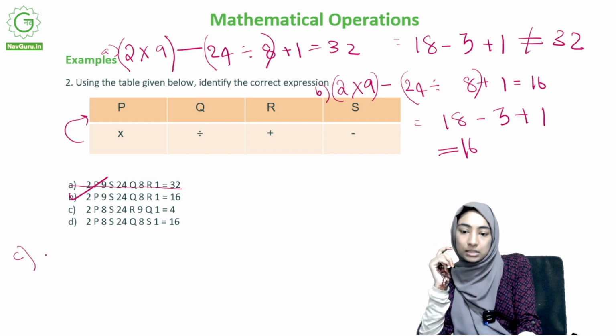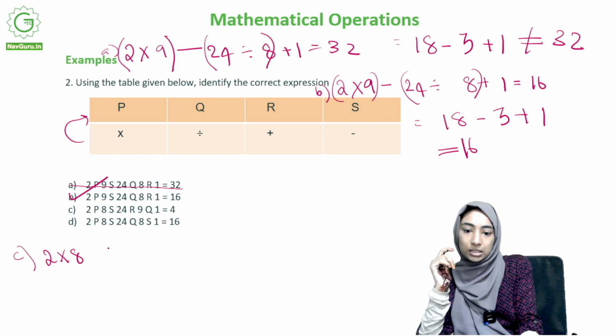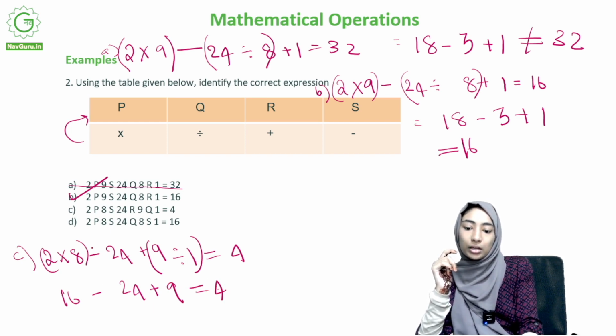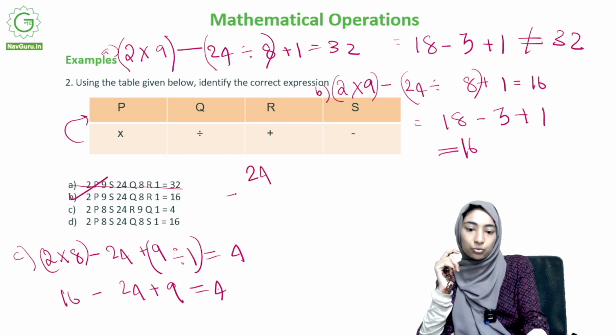So C is 2 into 8. S is minus 24 plus 9 divided by 1 equals 4. You give the parentheses. 8 twos are 16 minus 24 plus 9 divided by 1 is 9. Just try this. What do you get? 4 here. So what is 16 minus 24? 24 minus 16 is 8, right? You can just do it here.